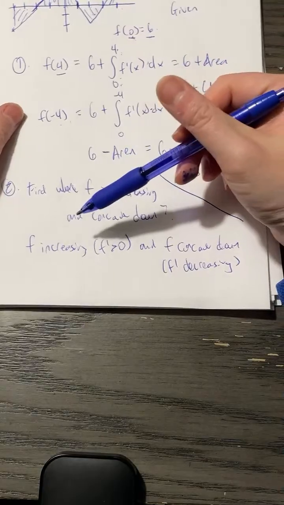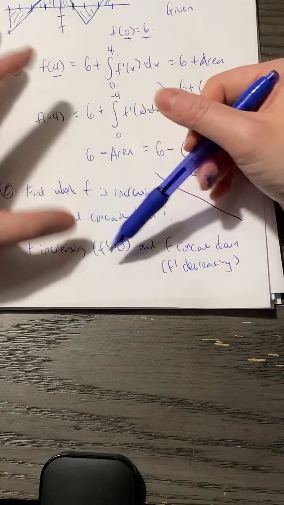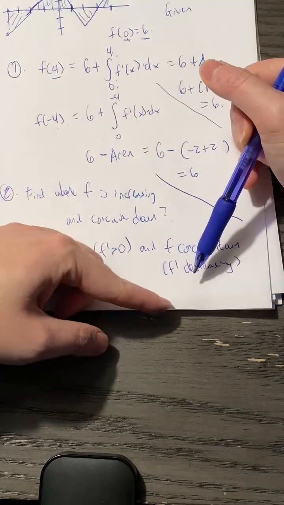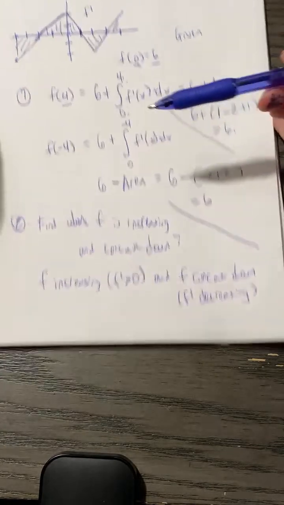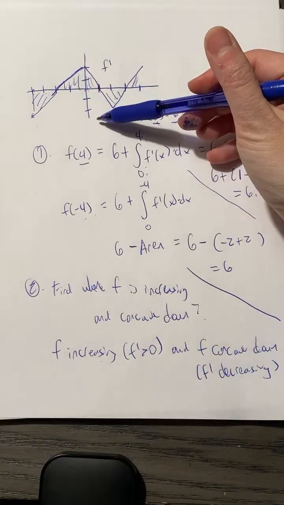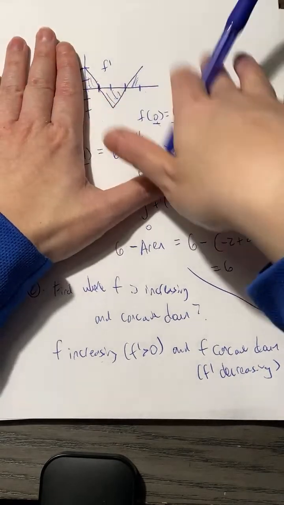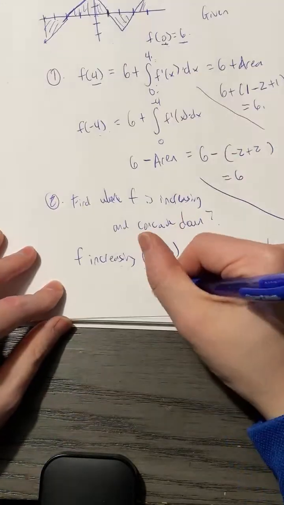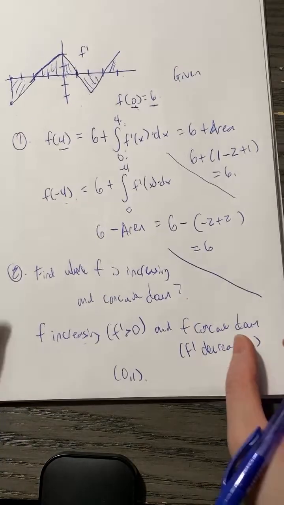So when I look at this graph, I just need to see where my f prime graph is positive, because that's where f is increasing, and where my f prime graph is decreasing, because that's where f would be concave down. So I'm going to look at where the graph is simultaneously above the x-axis and going down. So it looks like it's this portion right here, 0 to 1. And that's that. Okay, let's quickly do the other questions.